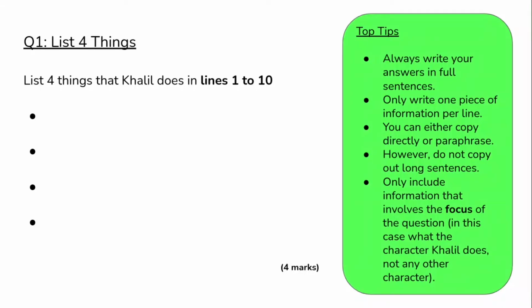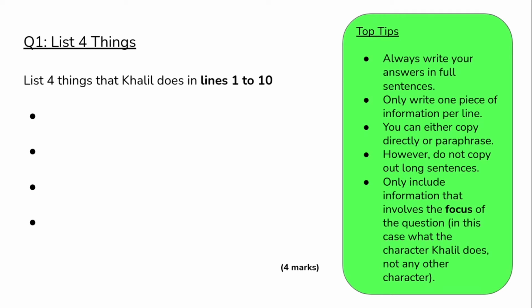Only write 1 piece of information per line as well. If you write multiple, the marker will only mark the first 4 things you say, and then you risk losing out. You can either copy directly from the text or paraphrase, but do not copy out long full sentences. Only include information that involves the focus of the question, so in this case, what the character Khalil does and not anyone else.